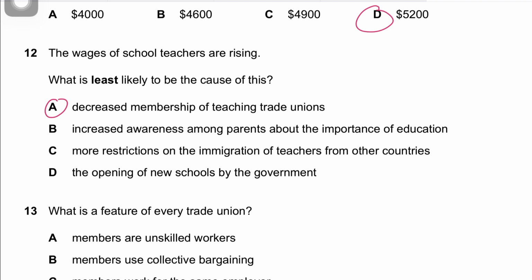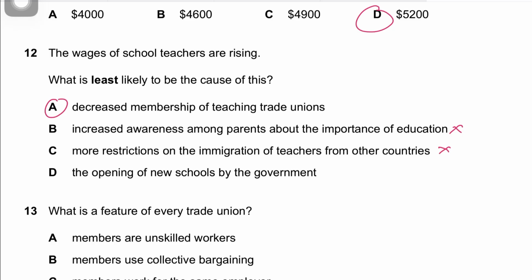The other answer options are wrong as well. For instance, if you look at answer option B, it says, if parents place greater emphasis on education, there will be increased demand for teachers. So higher demand for teachers would lead to higher wages. Option C is incorrect as well. More restriction on immigration of teachers from other countries. If fewer foreign teachers can enter the country, the supply of teachers falls, and a fall in the labor supply will increase the wages of the teachers.